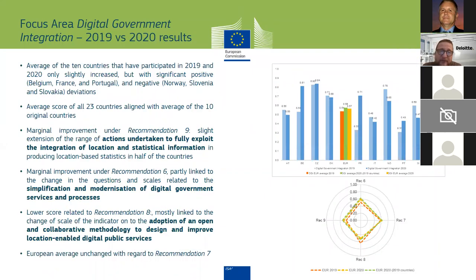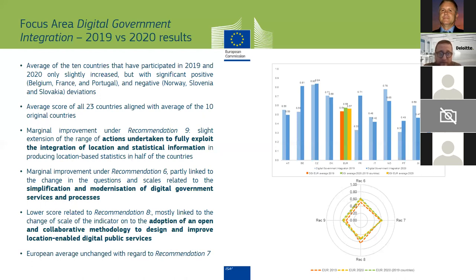Passing to the comparison of the results between the 2 years, while the average of the 10 countries that have participated in 2019 and 2020 has seen only a slight increase, there have been some significant positive deviations for Belgium, France, and Portugal, and negative for Norway, Slovenia, and Slovakia. This must take into account that several indicators in this focus area have been recalibrated. The average score of all 23 countries is aligned with the average of the 10 countries participating in both years.